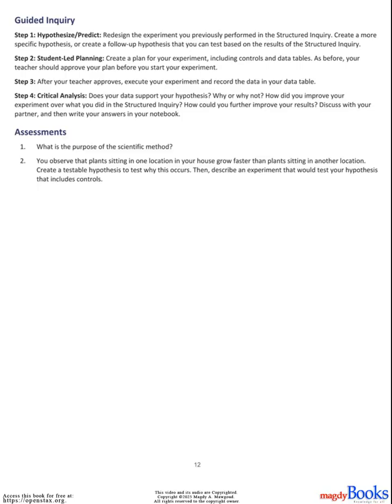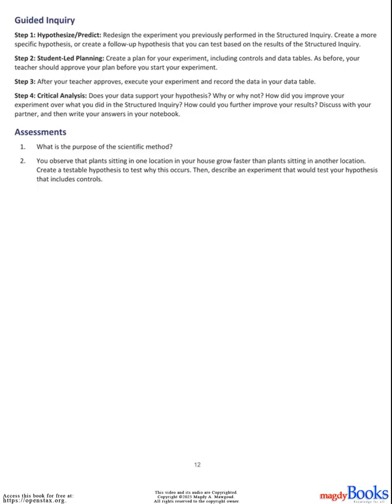Step 4. Critical analysis. Does your data support your hypothesis? Why or why not? How did you improve your experiment over what you did in the structured inquiry? How could you further improve your results? Discuss with your partner, and then write your answers in your notebook.